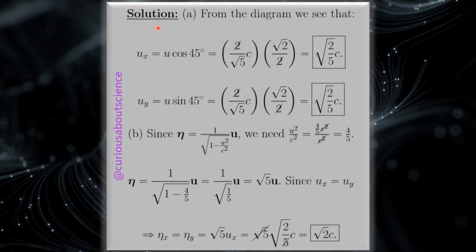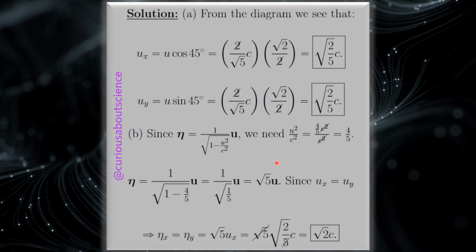So for part A, from the diagram, we see that ux is equal to u cosine 45, and as expected we get 2 over root 5 c, and then cosine of 45 gives us root 2 over 2. The 2's cancel. Then we can combine the square roots, because the square root of 2 over the square root of 5 is the same as one singular square root. And likewise for y, since it is a symmetric line, we're good to go there as well.